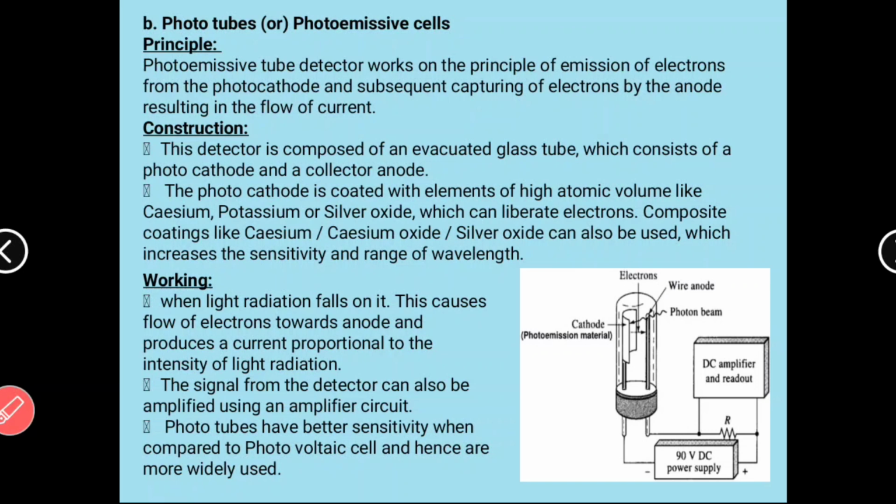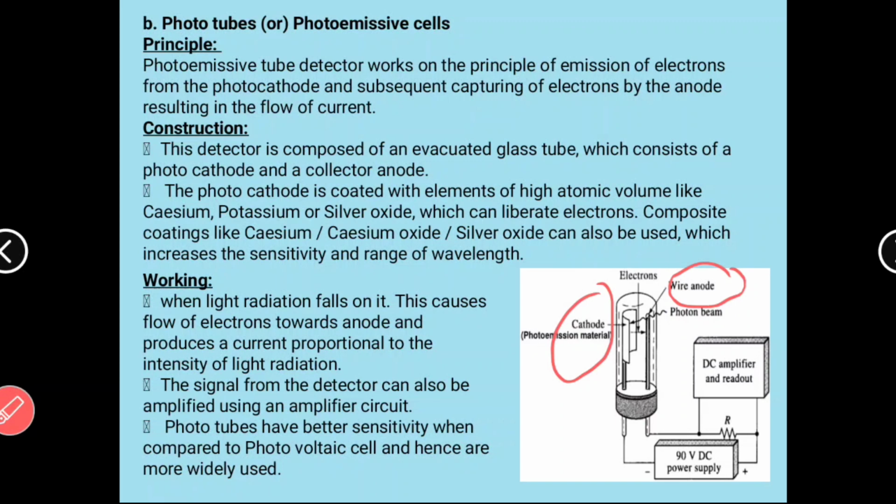Construction. This detector is composed of an evacuated glass tube which consists of a photocathode and a wire anode or collector anode. The photocathode is coated with elements of high atomic volume like cesium, potassium or silver oxide, which can liberate electrons. Composite coatings like cesium oxide and silver oxide can also be used, which increases the sensitivity and range of wavelength of the detector.